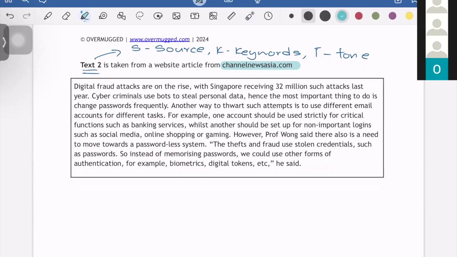So from here, you'll be highlighting keywords. So what is the main thing about this entire text 2? They are talking about moving towards a passwordless system. They also mention digital fraud attacks on the rise. That's why there is a need for a counter to this problem. After this, I need you to think about the tone of this text as well. This will come into relation for the questions later on.